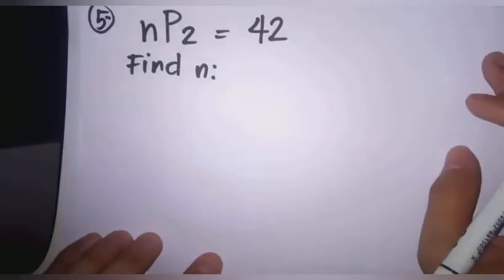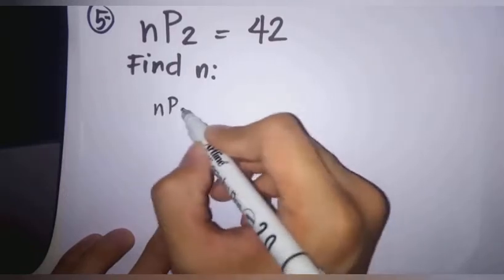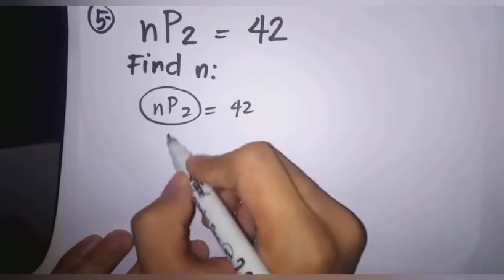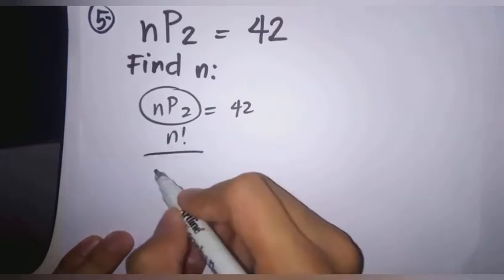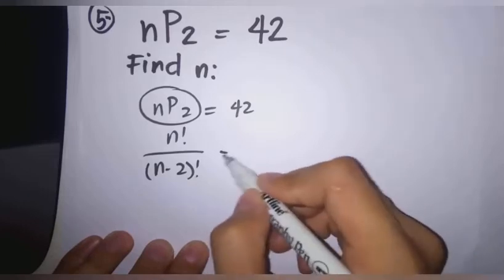Sa number 5 naman, napapansin po ninyo, nP2 is equals to 42. Ibig sabihin, hanapin natin yung value ng n. Sa permutation, ito under ng probability or fundamental concept of counting. Let's start. nP2, that is 42. Syempre, ito ang nawawala. Ang mangyayari dyan, gagawin natin yung formula ng permutation.